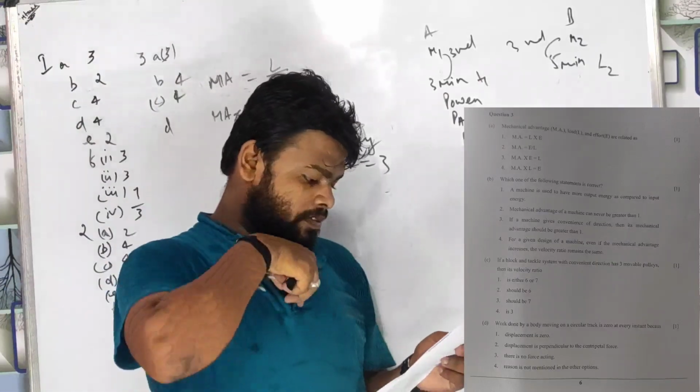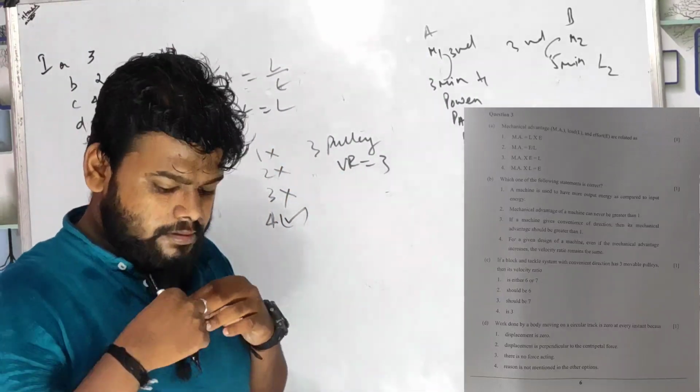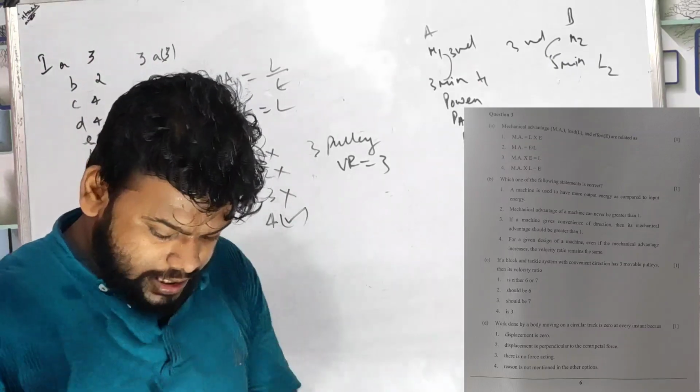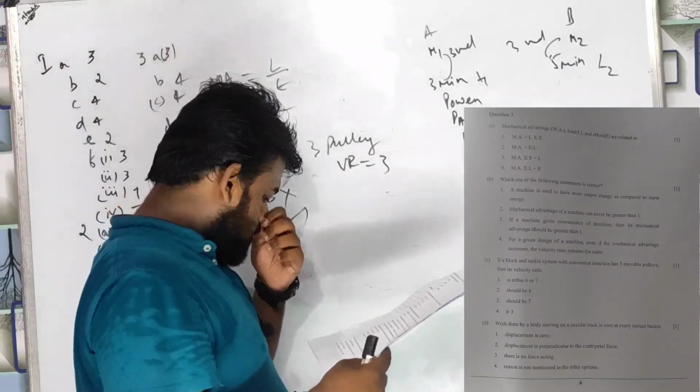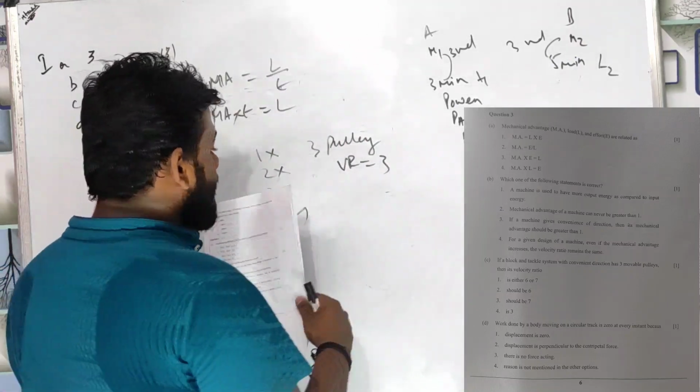D का देखते हैं. Work done. Children, work done. What is the work done? See, in case of work done by a body moving in a circular track.